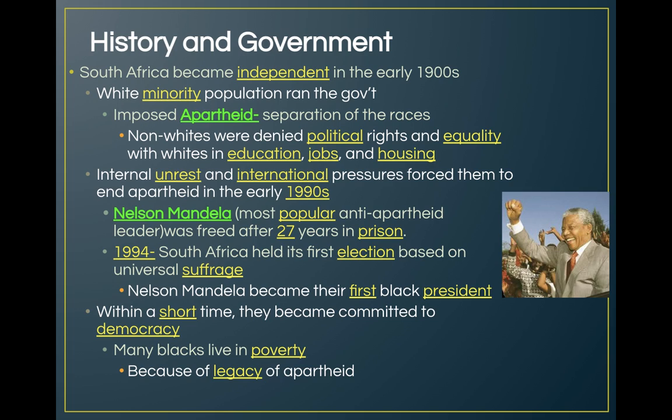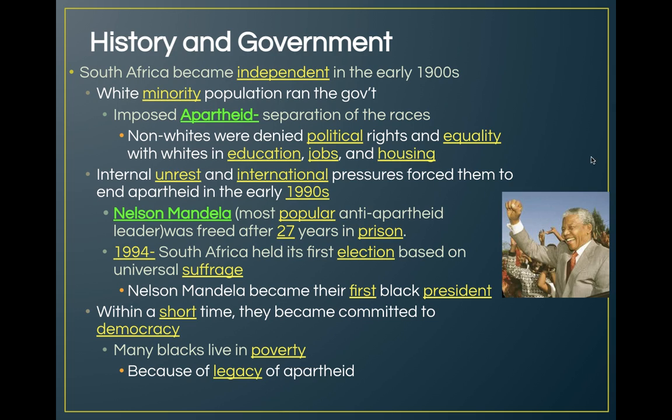Okay, so South Africa, they're going to become independent actually in the early 1900s. So the white minority population ran the government, like I was talking about before, and they imposed apartheid. So this is really similar to the segregation laws we had, or the Jim Crow laws we had in the United States. So this was a separation of the races. So non-whites were denied political rights and equality with whites in education, in jobs, and in housing. And so internal unrest and then international pressures forced them to end apartheid in the early 1990s. So where we ended segregation in the 1960s, they didn't see it till about 30 years later.